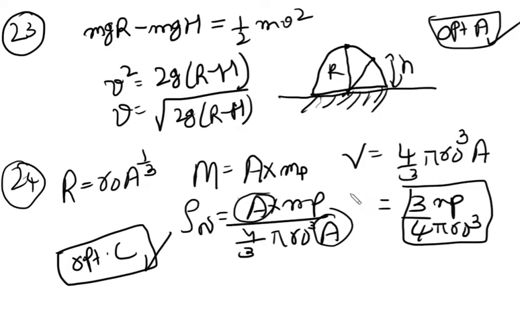Even for uranium as well as tin, it is the same thing. So option C, which says that the density of both of them is the same, is the right option. Moving on to question number 25.